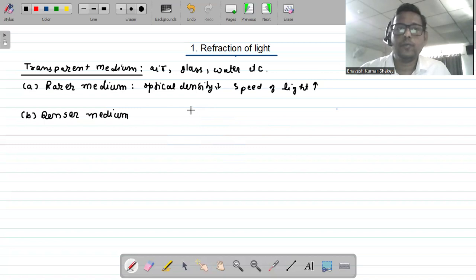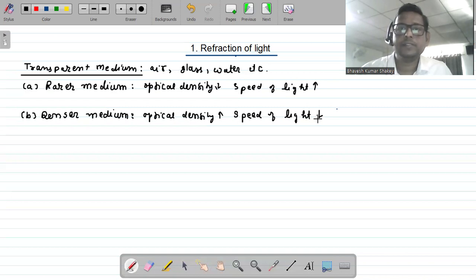Okay, so now here I can define the rarer medium. What is a rarer medium? It is a medium whose optical density is less, and because its optical density is less, the speed of light in this medium is more. Okay, now let's define the denser medium. In case of a denser medium, the optical density of this medium is more. Because optical density is more, the speed of light in this medium is less. Okay, now to understand this about rarer medium and denser medium, let's take an example.